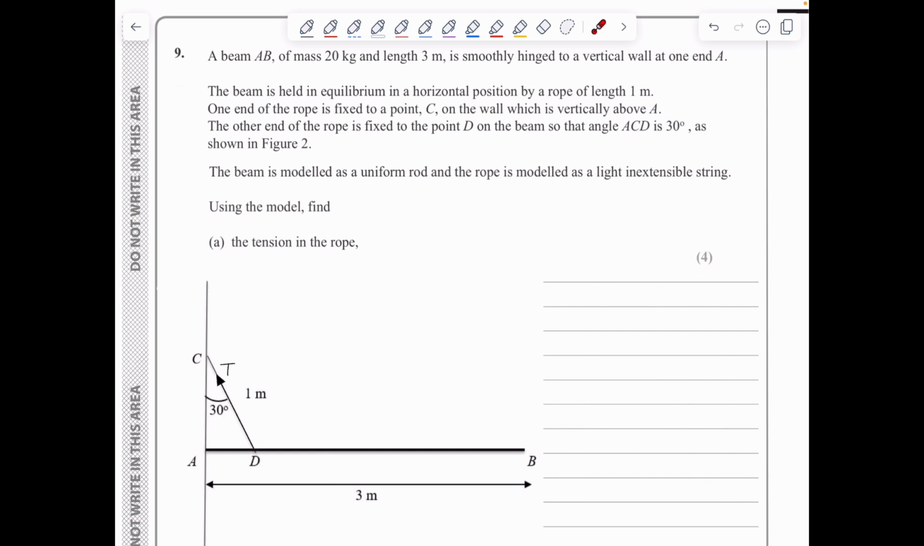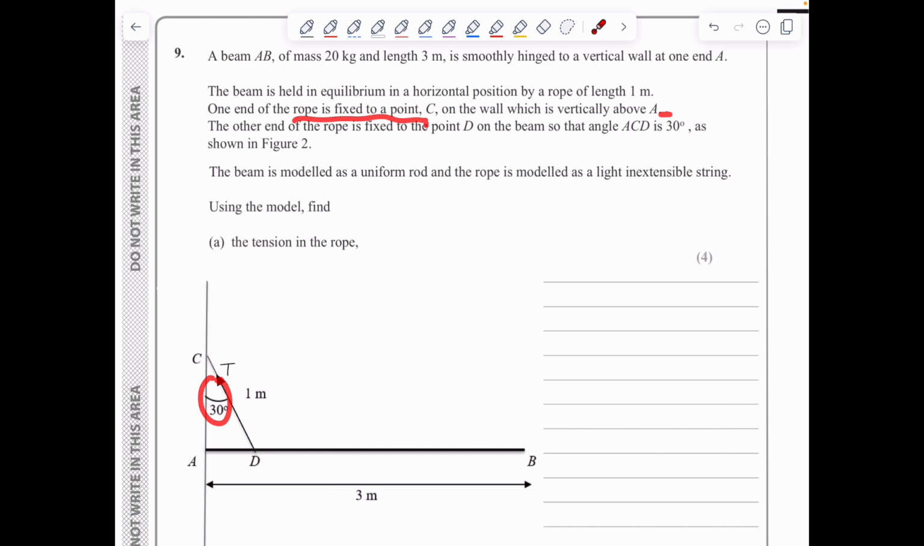In question 9, we've got the beam AB of mass 20 kilograms and length 3 meters smoothly hinged to the vertical wall at one end A. It's being held in equilibrium in a horizontal position as shown in the diagram here. We've got the rope here fixed to a point C on the wall vertically above A, such that the angle with the wall is 30 degrees.